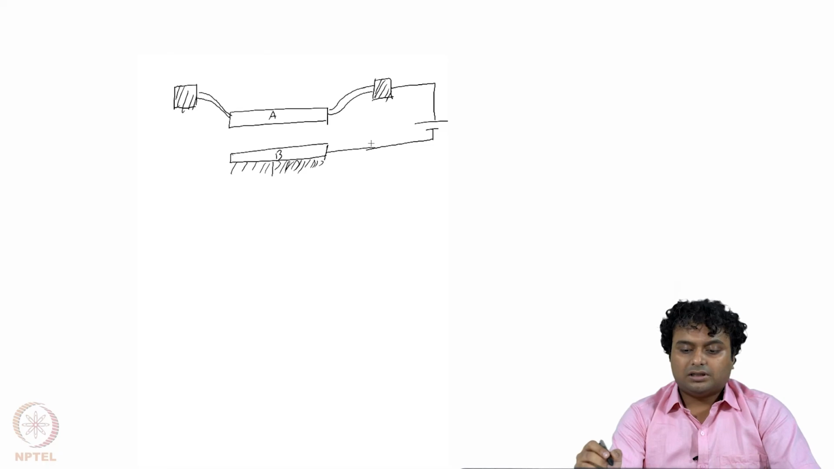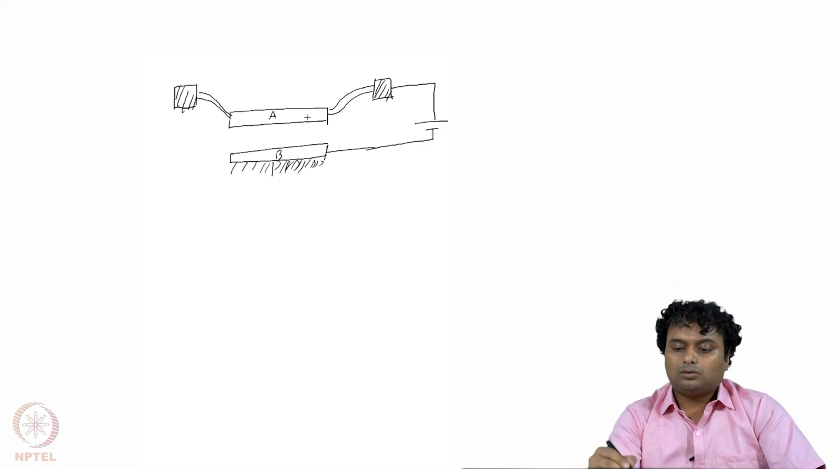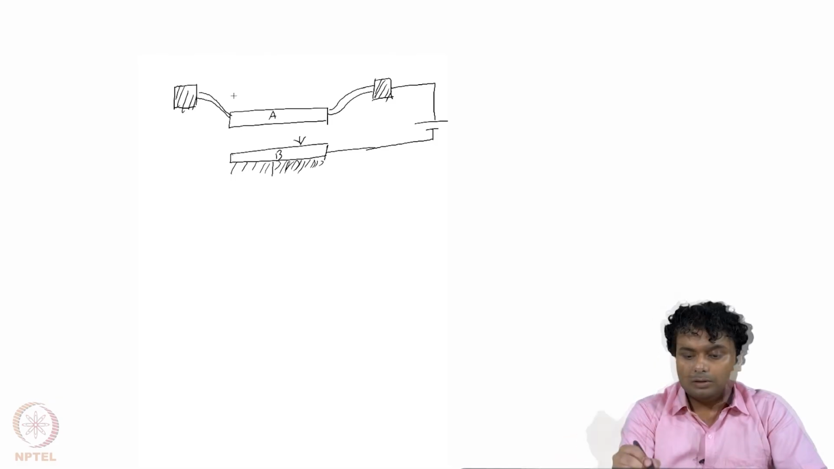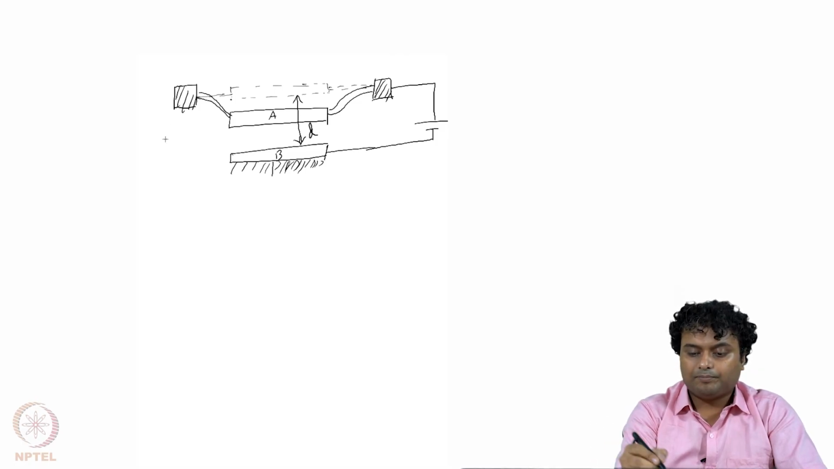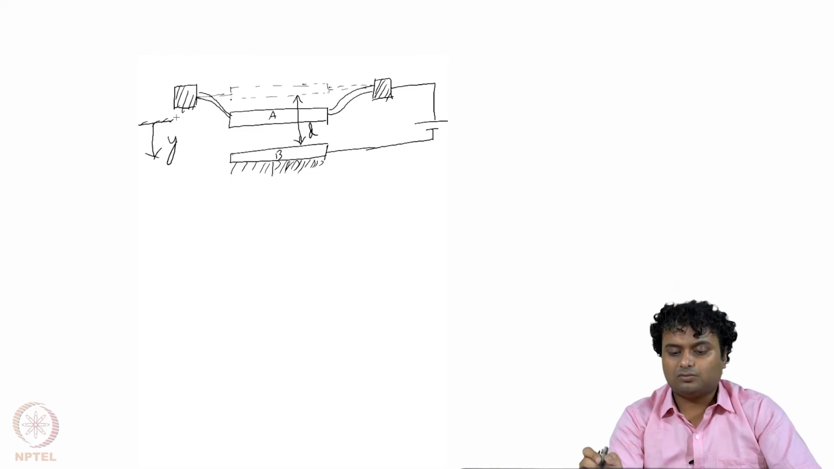So, we have already seen this structure, where two plates are there, the bottom plate is fixed and the top plate is moving, and you can apply some potential V. Let us say the plate was initially here, and the distance between the plates while it is not deflected is d, and then the deflection is taken in this direction, it is y, right, deflection is y.